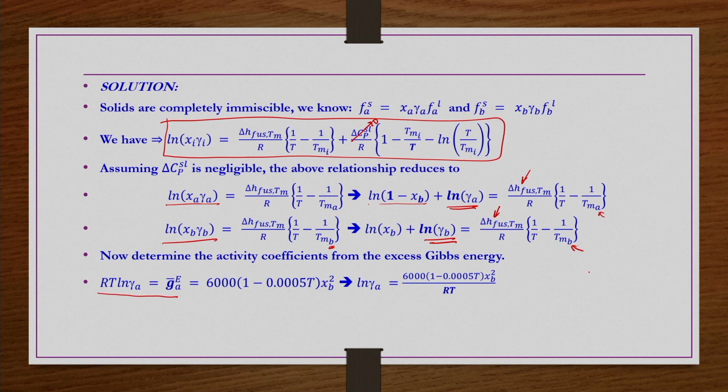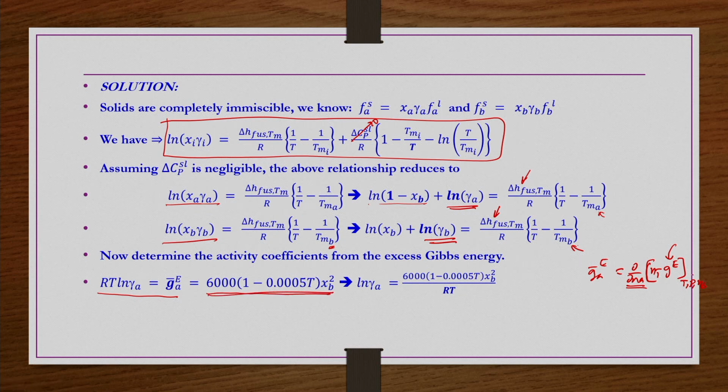So, that is G_A bar E, which is nothing but ∂/∂N_A of (N_t G^E) at constant temperature, pressure, and N_B. To find this differentiation, whatever G^E is given in terms of mole fraction, you write in terms of moles, multiply by the total number of moles N_t, and then partially differentiate the product with respect to N_A. Then again you convert that expression in terms of the mole fraction. So, that you get this one.